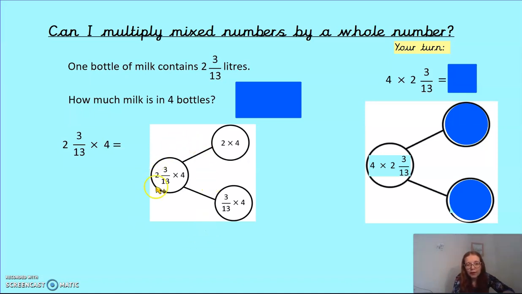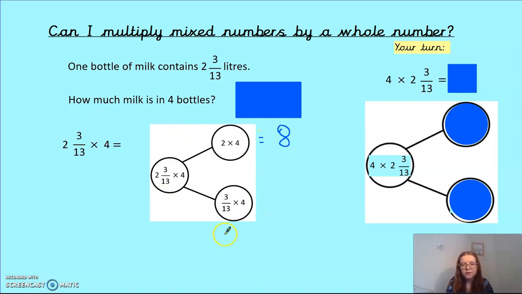So I put my calculation in here, and then I'm going to partition it into my whole numbers, so 2 times 4, and then my fraction times 4. Now I know we can do our fractions times 4 because that's what we were doing yesterday when we were multiplying our fractions. So we should be able to do this. Let me get my pen up. Right then, 2 times 4 equals, nice and easy, 8. And then we leave that there.